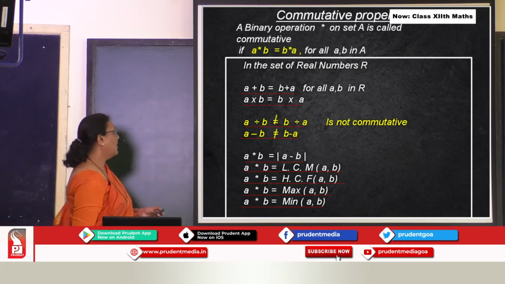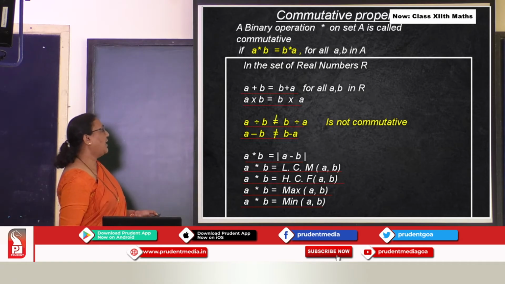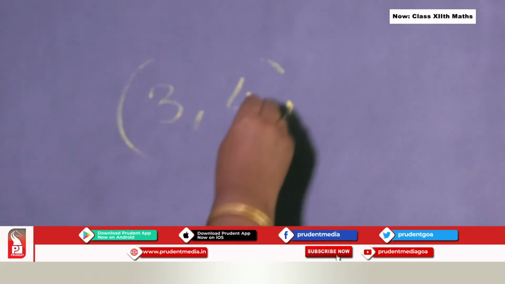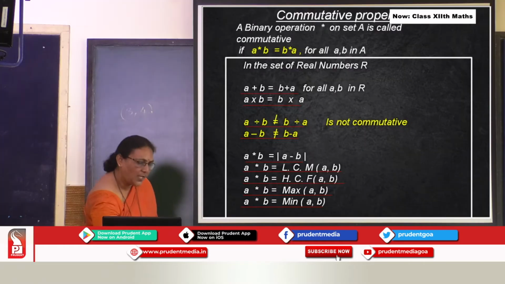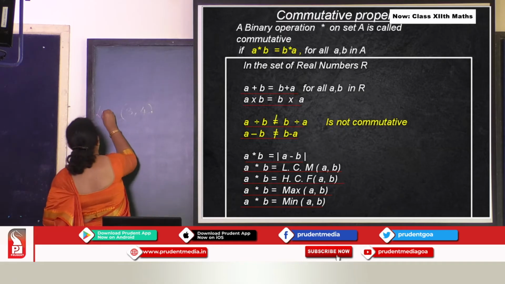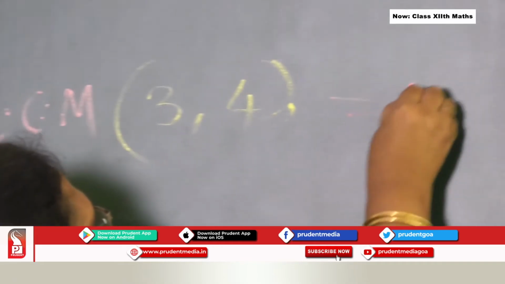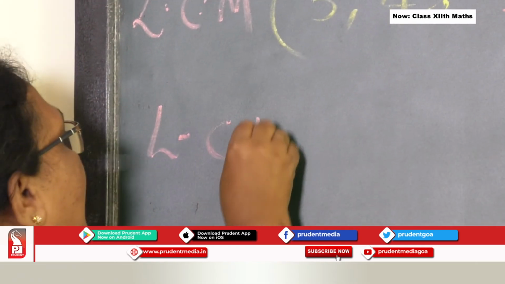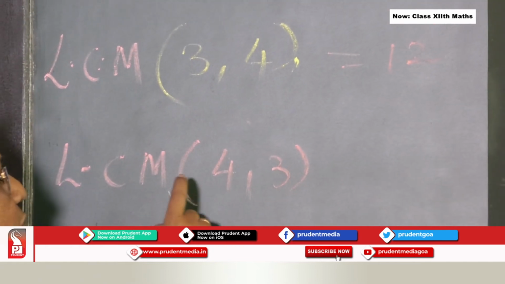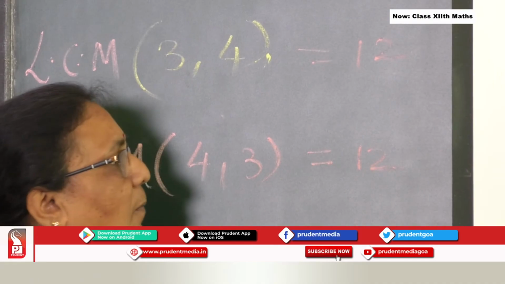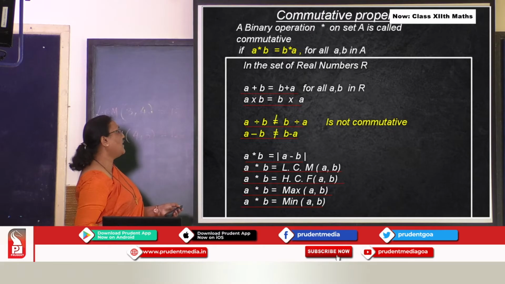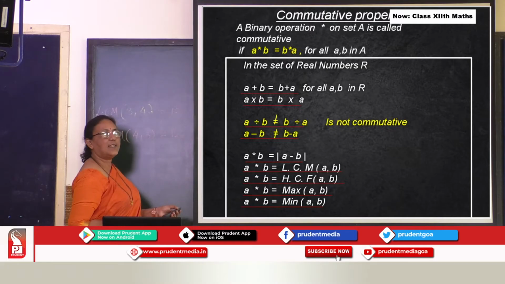Next one here, LCM of A and B. Now I will take LCM of 3 and 4. What is the LCM of 3 and 4? LCM of 3 and 4 is 12. Now I will take LCM of 4 and 3. I change the order from 3 and 4 to 4 and 3. Again the LCM is the same. Okay. So this operation is commutative because A star B and B star A come the same.